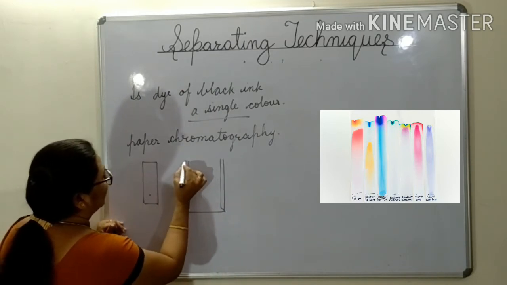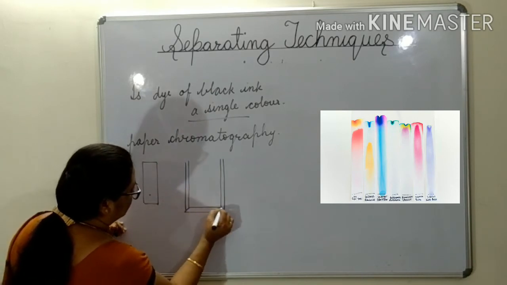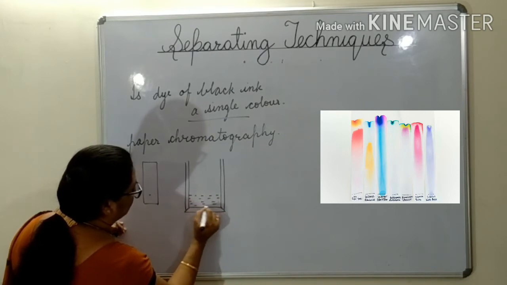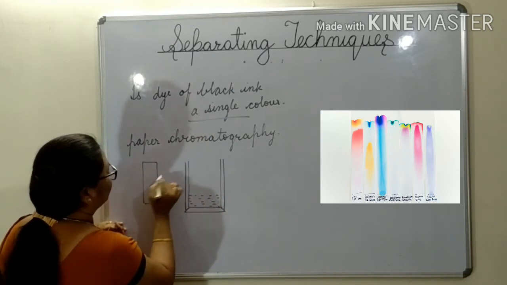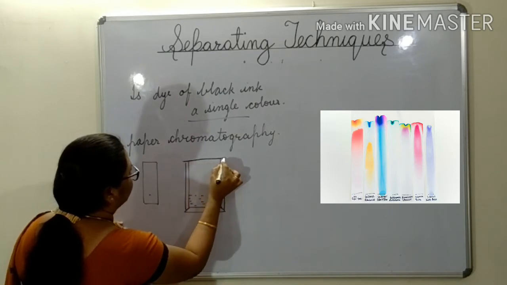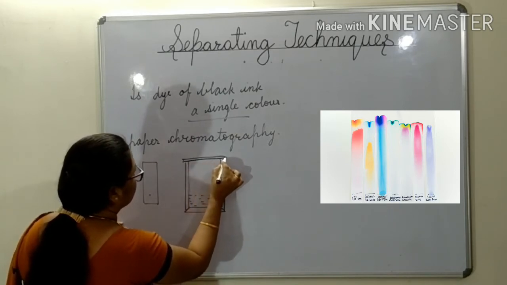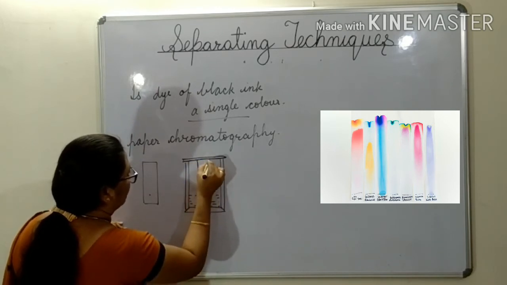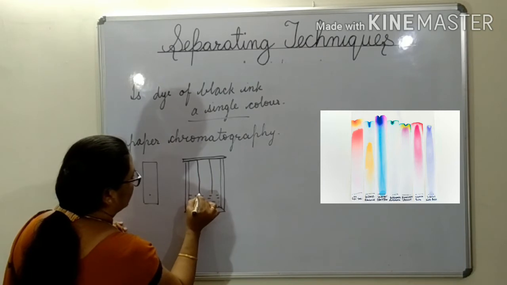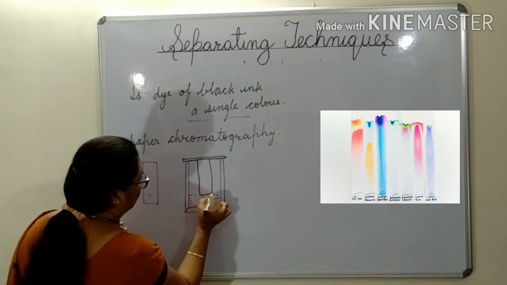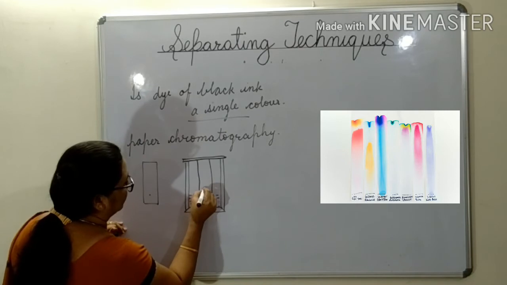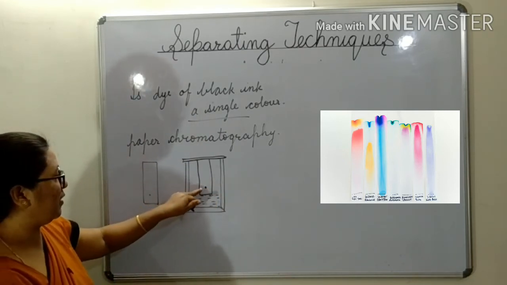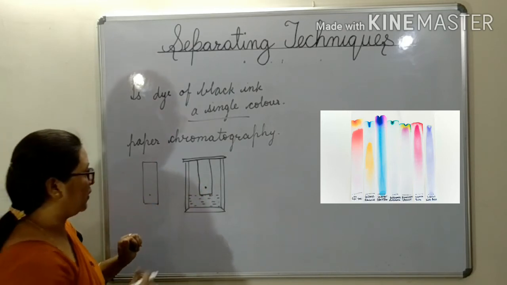Now I will fill this jar with water, only till here, very little water I want. Now I will roll this filter paper on a pencil, and I will put this filter paper down inside the jar such that the edge of the paper will touch the water. We have to be very careful that this dot should not touch the water.